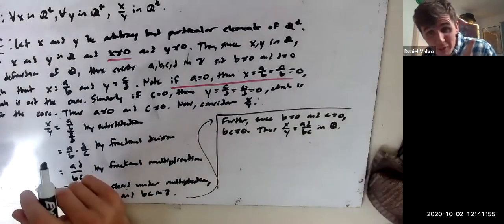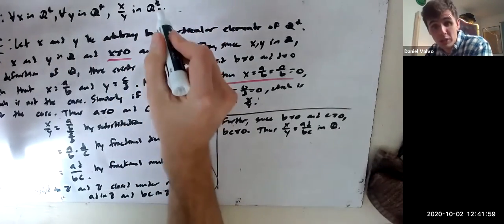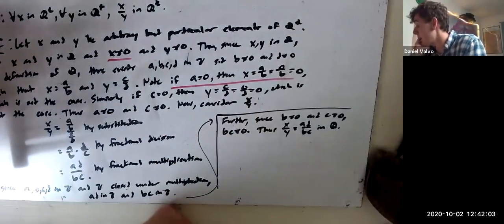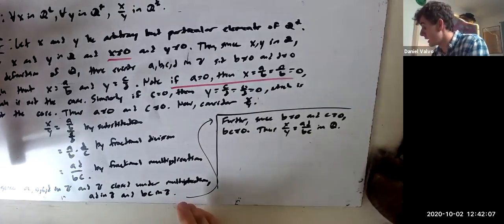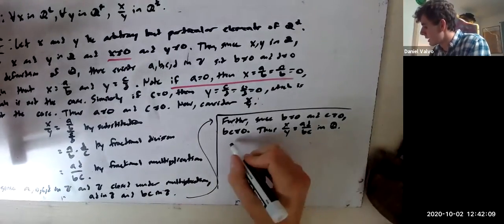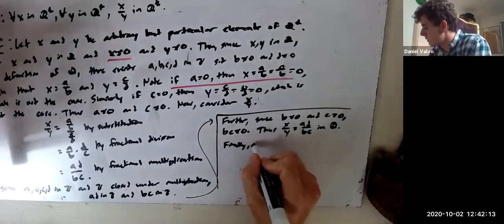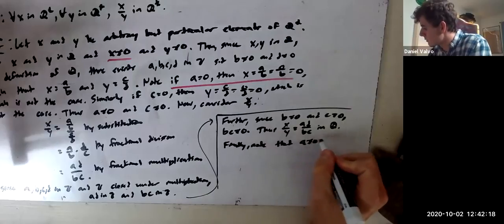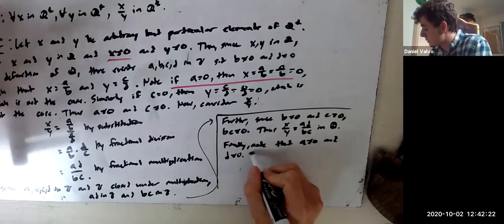We're so close. But we don't want to show that x over y is just in Q. We want to show it's in Q star. That proves that Q star is closed under division. So now to be in Q star we need to show that it's non-zero. And being non-zero all depends on AD. So I'll say, finally, note that A does not equal 0 and D does not equal 0.